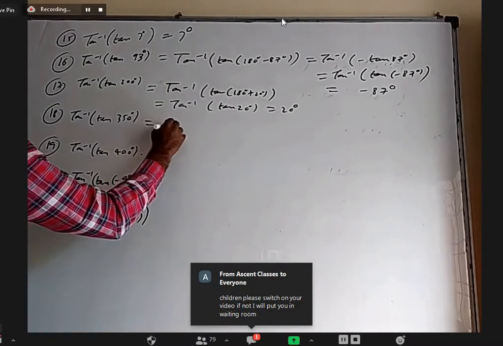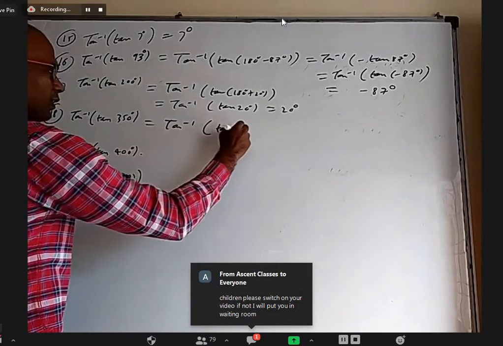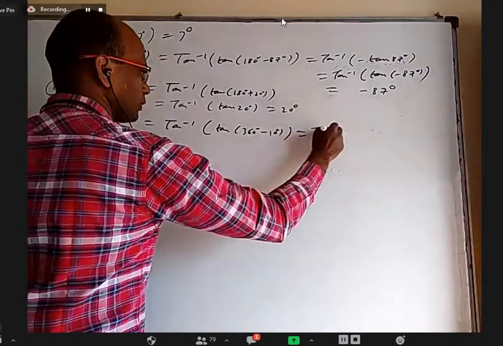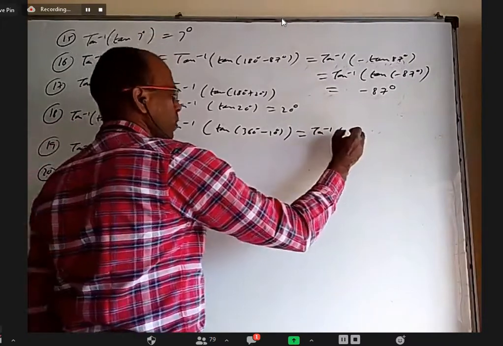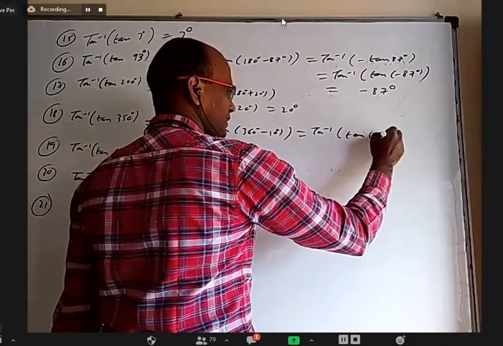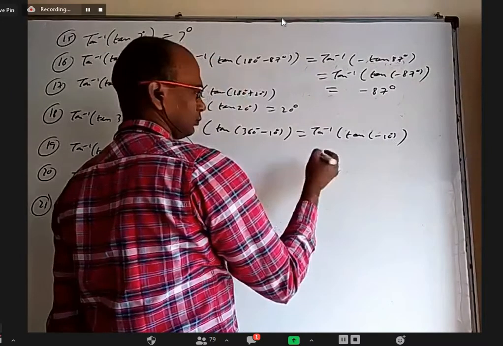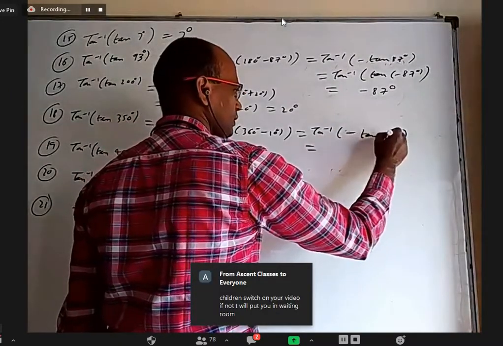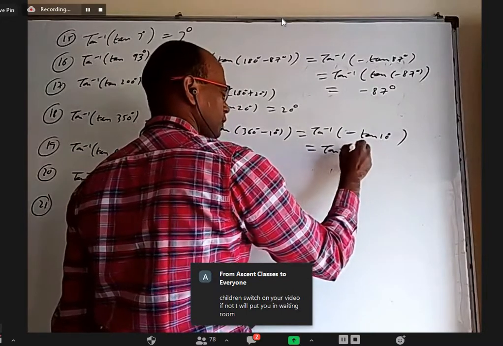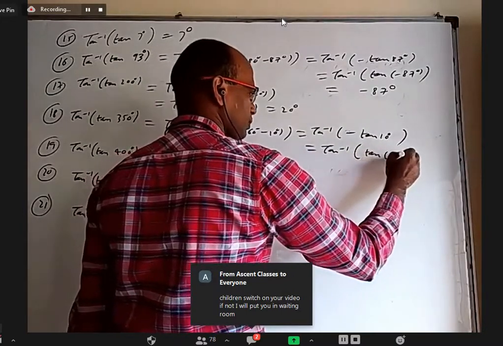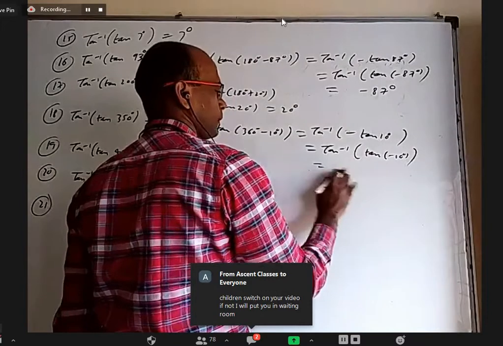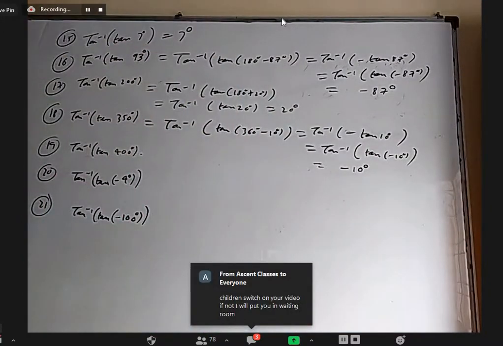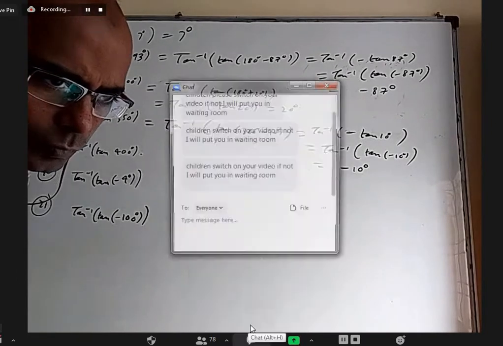Okay. You can write tan 360 minus 10. Tan inverse tan of minus 10. You can add minus tan also, not minus tan and then take it inside. Was tan of minus 10 degrees. Okay. 40 degrees, sir.